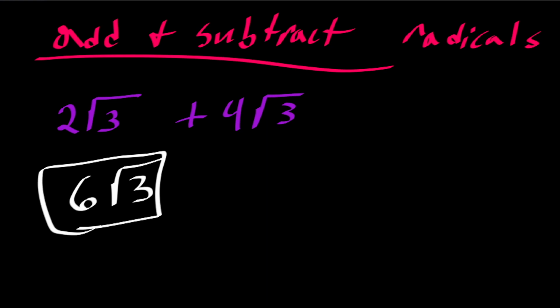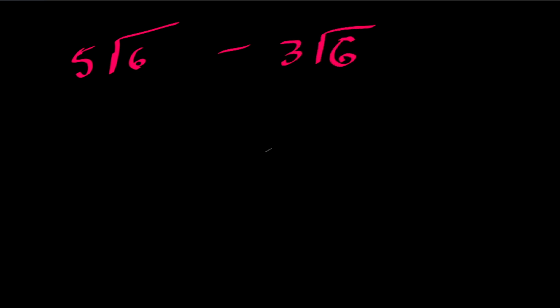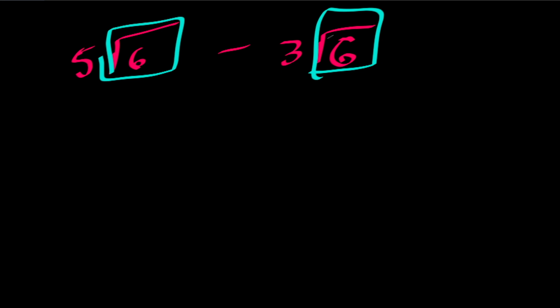Let's do another one. So we could do, let's say we have 5 square root 6 minus 3 square root 6. All right, so once again, we're just seeing if we have like terms, and for radicals, like terms means the square root has to be the exact same, which it is, and then what's in the square root has to be the exact same, which it is. So then we can just combine these like terms with the coefficients. So we say 5 minus 3 is 2, and then we keep the square root of 6.